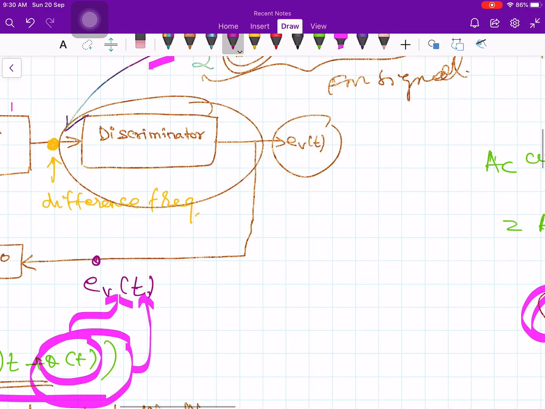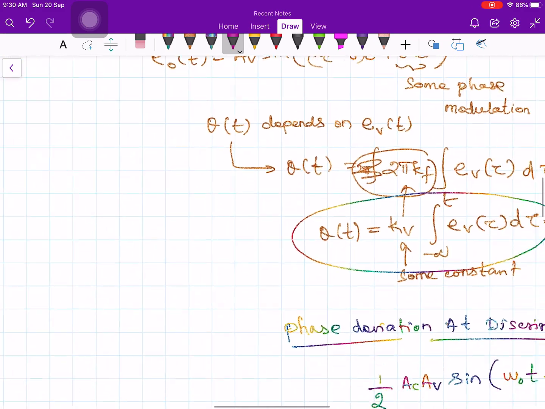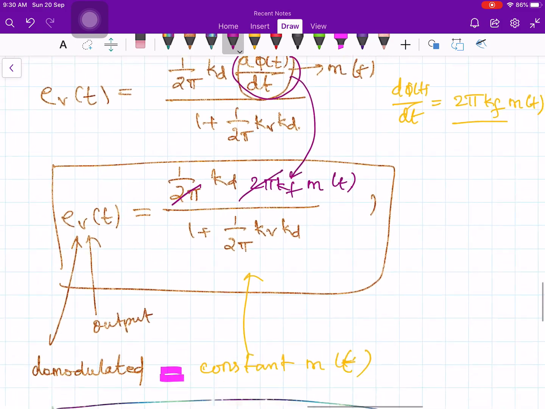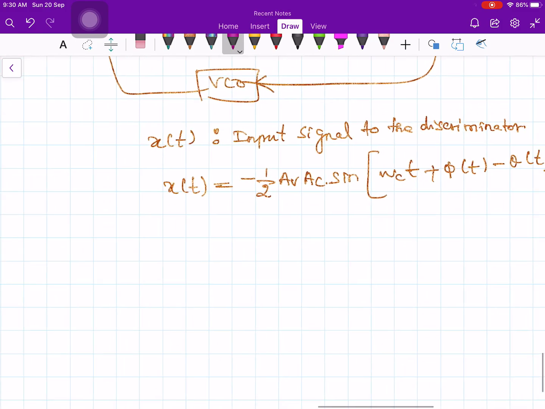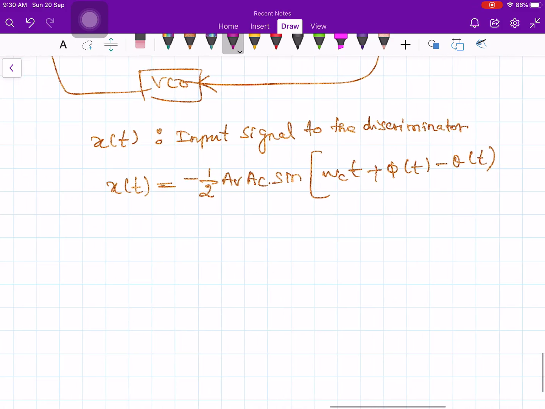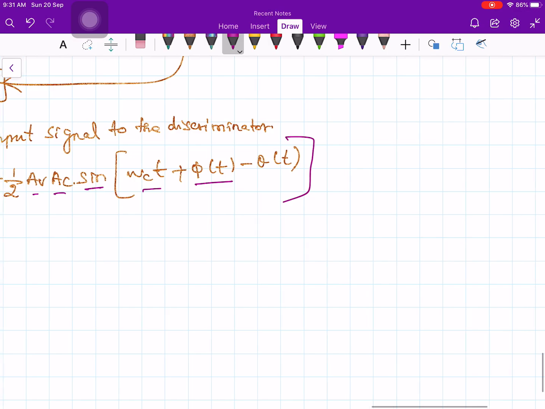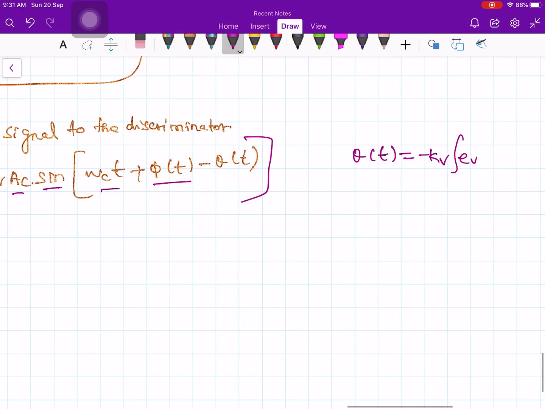Conceptually correct, but mathematically that is wrong, so you should put a minus symbol there. So this is my input signal to the discriminator, minus 1 by 2 AV AC sine of omega ct plus phi of t minus theta of t. Now what is your theta of t? Your theta of t is equal to minus kV times integral of EV of tau d tau, and substitute this guy here.